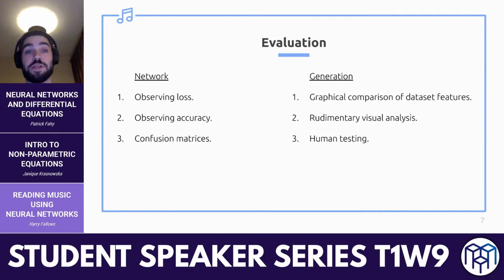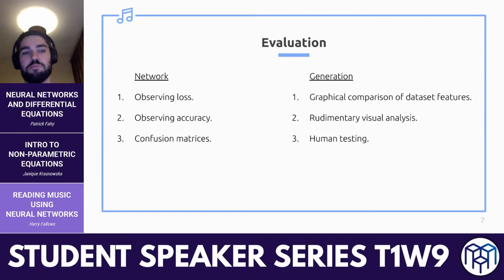And then the third one on the network side is a confusion matrix. So a confusion matrix is a really useful tool. It's a visualization of which outputs are getting confused with which outputs. So in this context, it will be, okay, the network is predicting these notes, but actually it should be predicting these notes. So it can tell you which notes it's getting confused with, which is a really useful visualization tool. And I'll show you one a bit later.